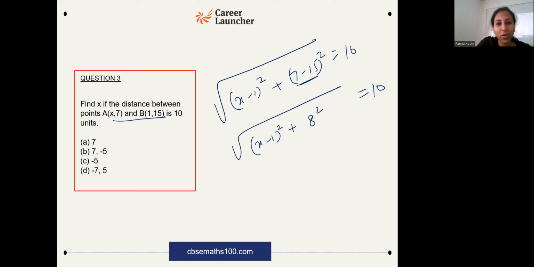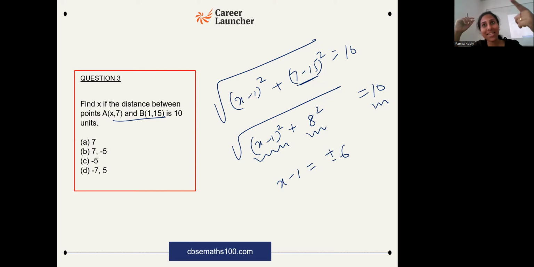Here, I know that this value is 10. I am having 8 here. So, what should be the value of x minus 1? X minus 1 should be plus or minus 6. Because plus 6 square and minus 6 square, both will give you 36. You're understanding? It's not like these are sides of triangles, no? If it's sides of triangles, I take it only as positive values. But here, these are coordinates. So, whether I take plus or minus 6, both will be valid for the Pythagorean triplet over here.